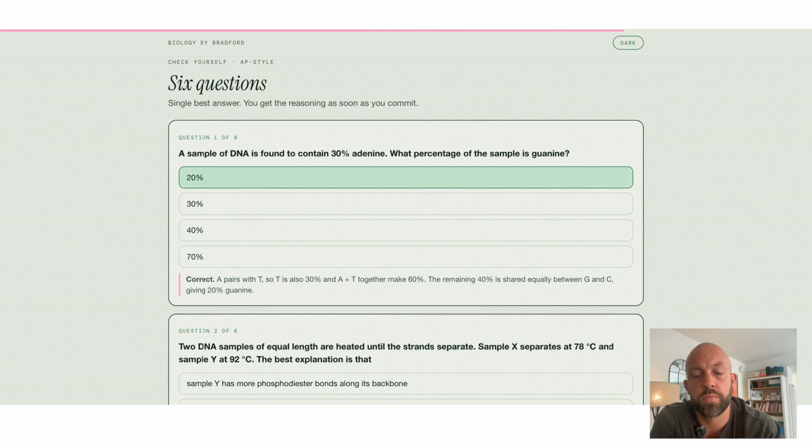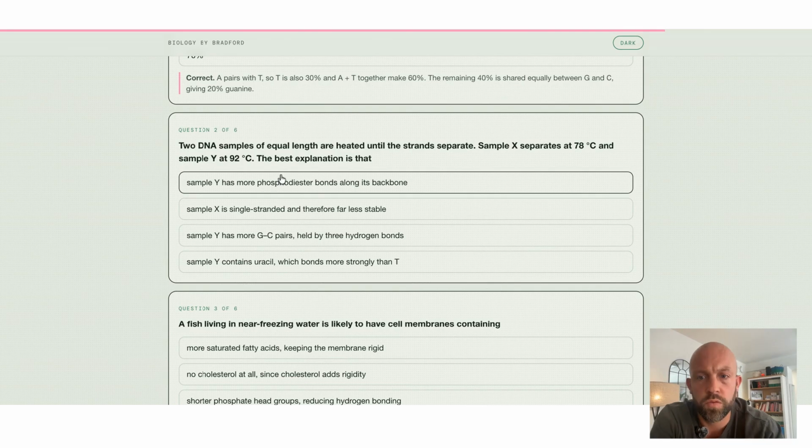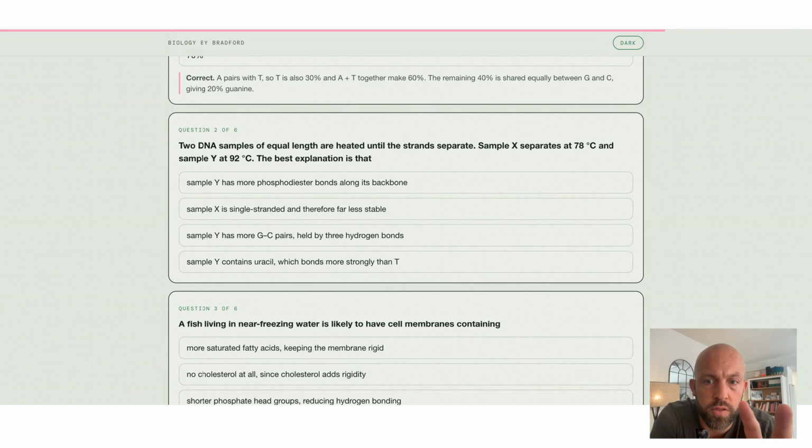And here's what I was talking about with different strands. So 2 DNA samples of equal length are heated until the strands separate. Sample X separates at 78 degrees and sample Y at 92 degrees. What is the best explanation of this? So if it took more energy to separate the strands, there's probably more of those triple bonds, more of those hydrogen bonds in the G and C.